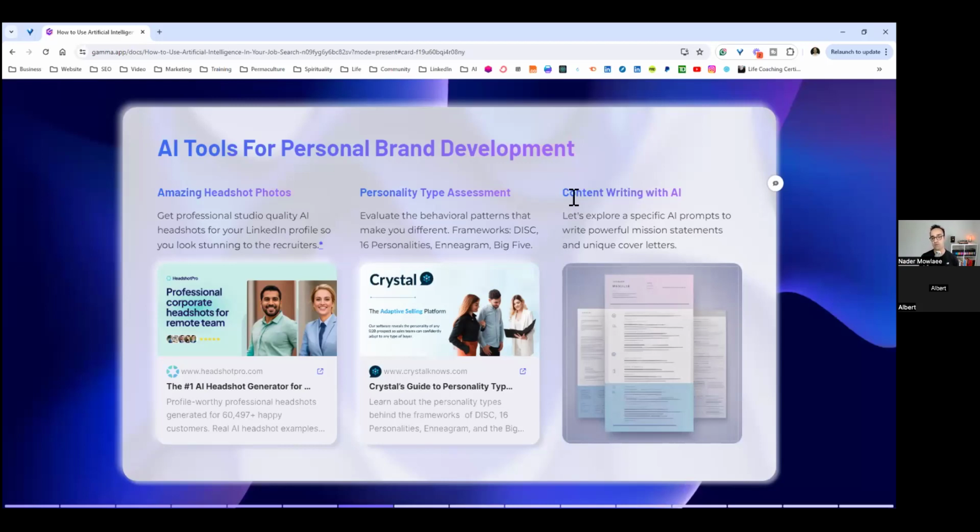But for now, let's move on to content writing, because this is where you're going to have to learn a few things, and I'll give you some examples and ultimately specifically what specific AI prompts we are going to use to write mission statements and unique cover letters. Every new job, you must write a new cover letter for. It is no longer an excuse, because the common excuse is, I don't have time.